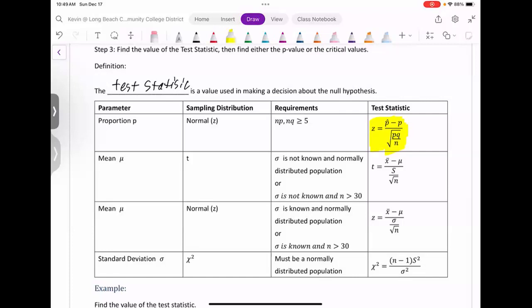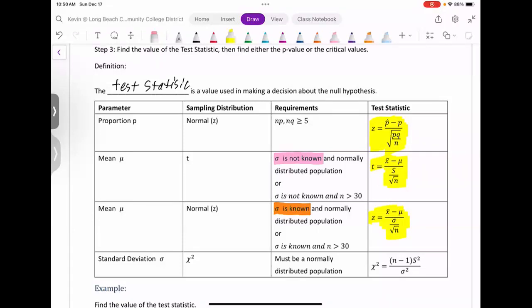Now with the mean, we have two options. We've talked about this before. If sigma is not known, then we use a t distribution. If sigma is known, then we use a z distribution, and we'll encounter both. You can see the test statistics for both are pretty much the same, except in one of them we know the population standard deviation, that's the sigma down there. And if we don't, we use the sample standard deviation.